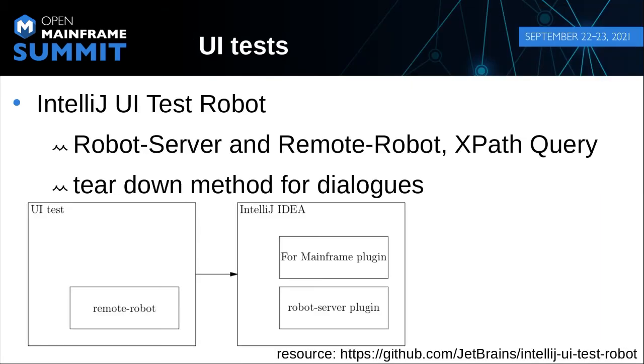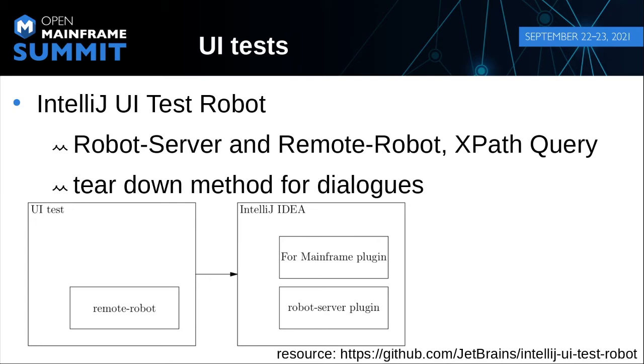The plugin's UI can be tested by the IntelliJ UI test robot. The robot sets up an IDEA with the plugin, called the robot server. And then it runs asynchronously a remote robot, which tells the server what it should click or what it should type. The UI tests use the XPath query language to locate buttons, labels, components, and so on.